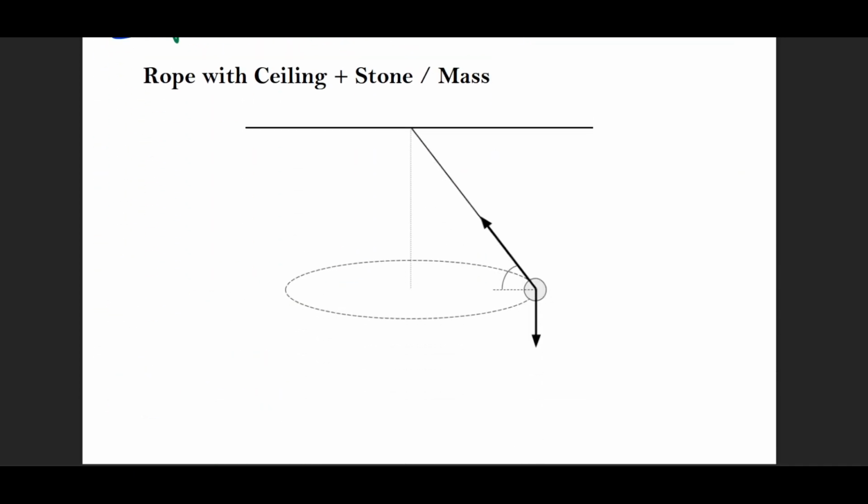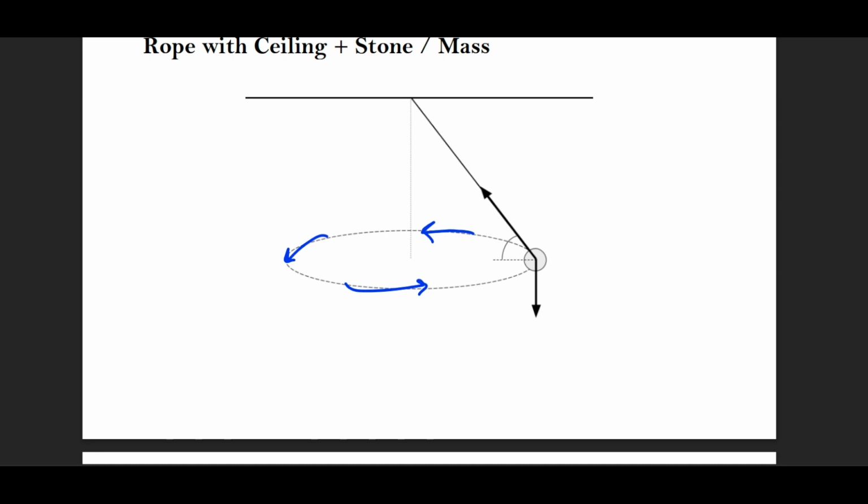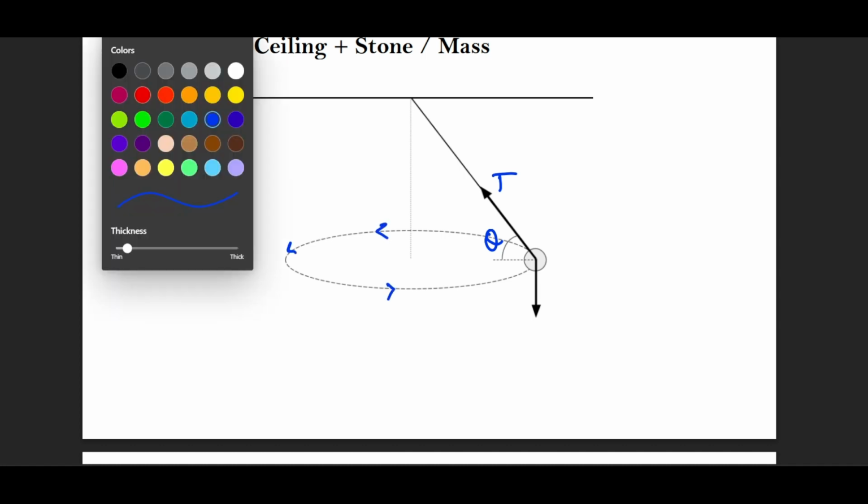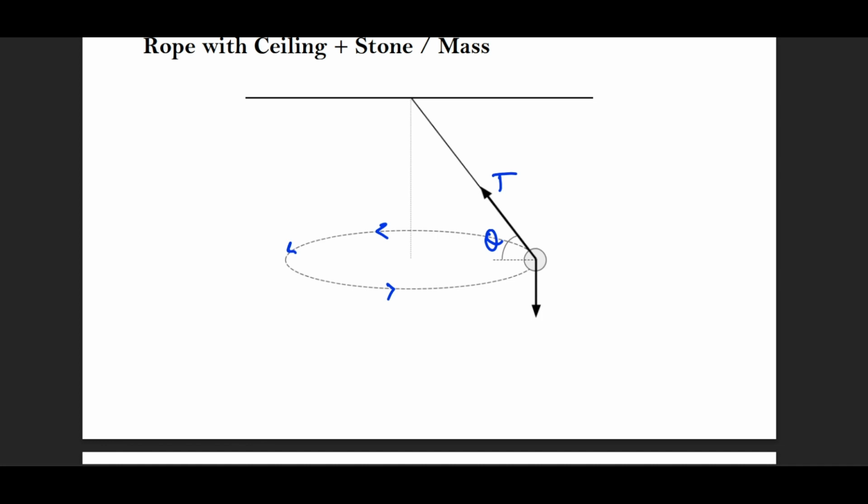Next, we have the rope and the ceiling stone mass case. We understand that this is actually rotating, right? The system is rotating like this. So what are the free body diagram vector components in this case? Let's consider this to be tension T. Let's consider this angle to be theta, and let's make sure that it is rotating in the direction of the arrows shown. The arrows don't really matter. It could have been clockwise as well. It doesn't matter. So first we need to realize that the weight of the sphere is going to be mg.